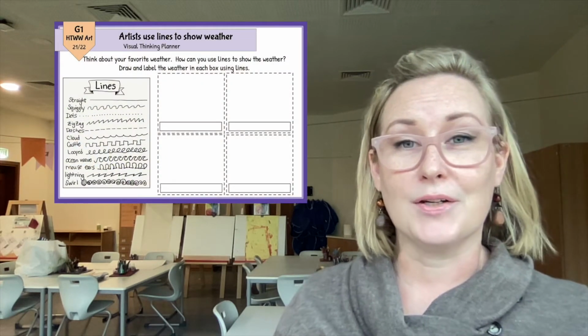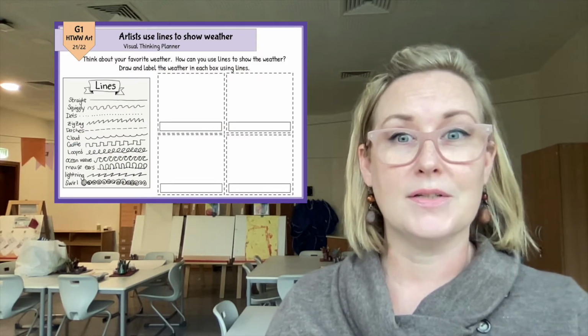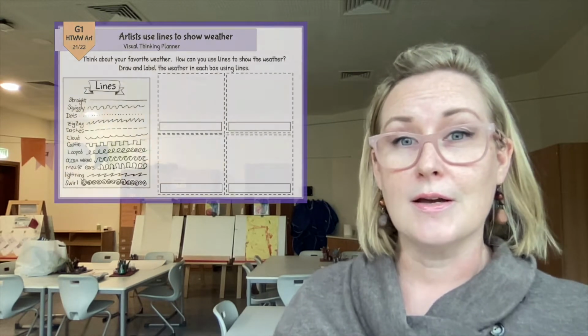How could you use different kinds of lines to create maybe a sun? And think about the sun's rays. I've created this visual thinking planner for you to experiment and explore with the different kinds of lines you could use for creating your weather. After you've looked at the artist, then you can think about the different kinds of weather that you might want to try and create. Don't forget to label the weather that you are thinking about.